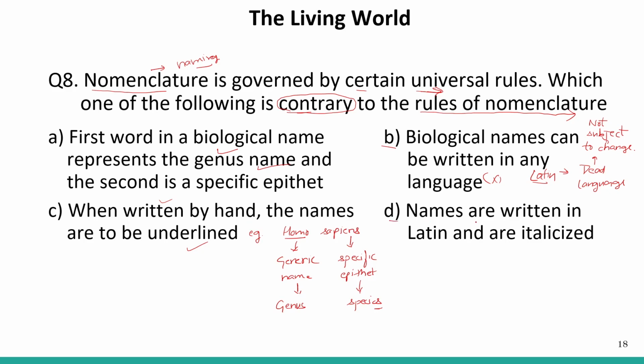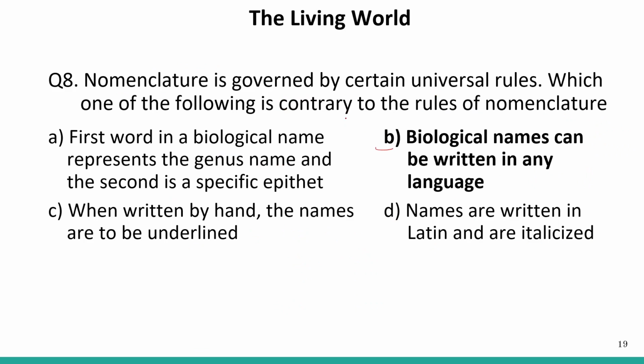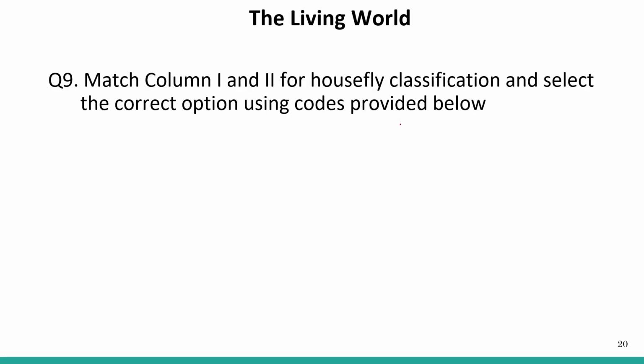And the fourth option is, names are written in Latin and are italicized. This is also true. Names are written in Latin and either they are underlined or italicized. So what should be the answer? Option B. We have to select the one contrary to the rules of nomenclature. So option B is the correct answer here because it is contrary to the rules of nomenclature.